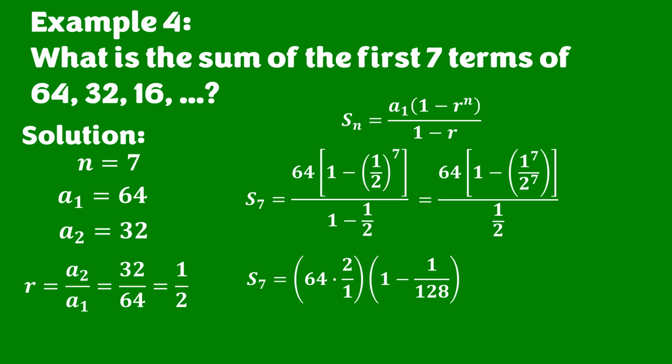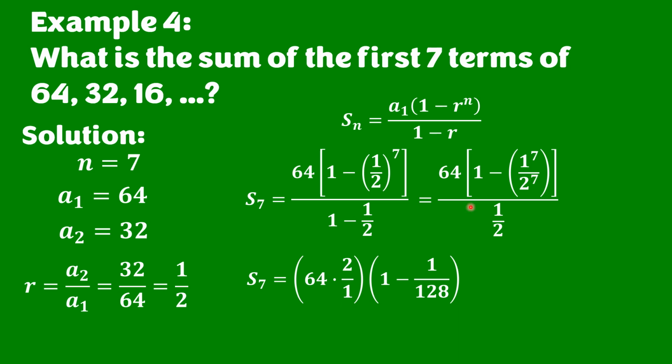So we have S sub 7 is equal to 64. And why do we have 2 over 1 here? So that is 64 divided by 1/2. So we're going to get the reciprocal of 1/2, and that is 2 over 1. So after getting the reciprocal of the denominator, we're going to proceed to multiplication.